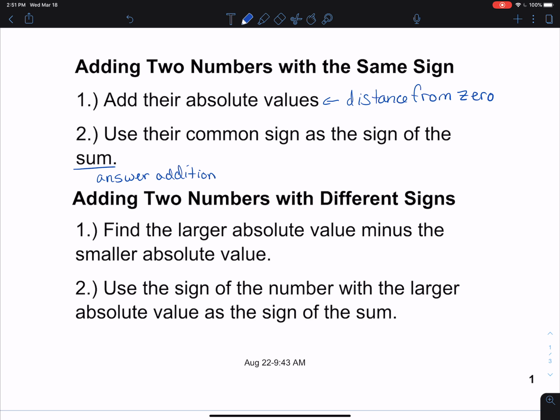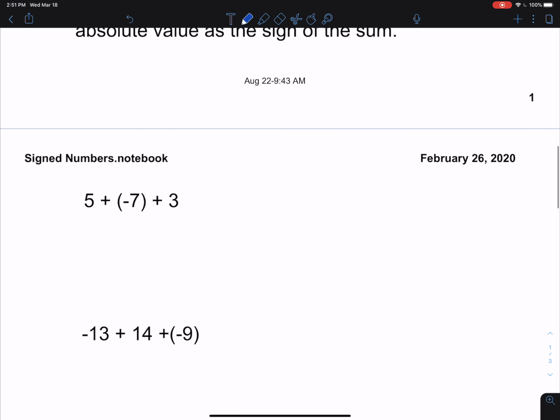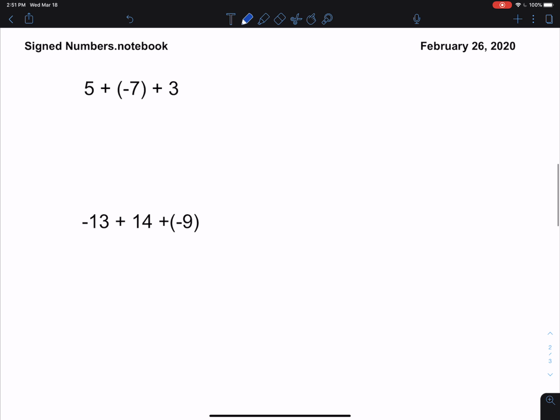If we're adding two numbers with different signs, we find the larger absolute value minus the smaller absolute value, and we use the sign of the number with the larger absolute value as the sign of the sum. So if we look at a few addition problems, our first example is 5 plus -7 plus 3.